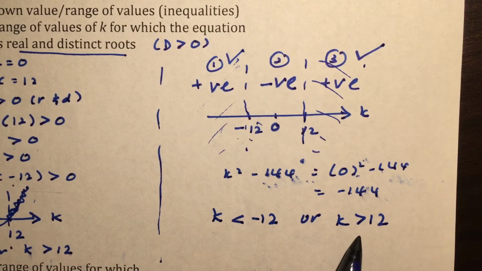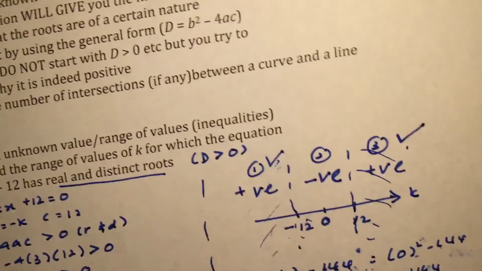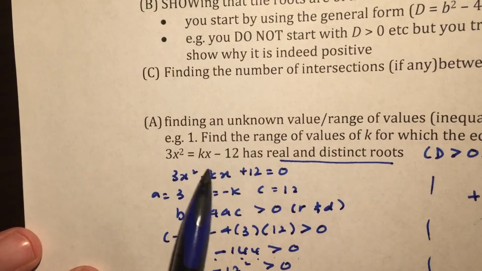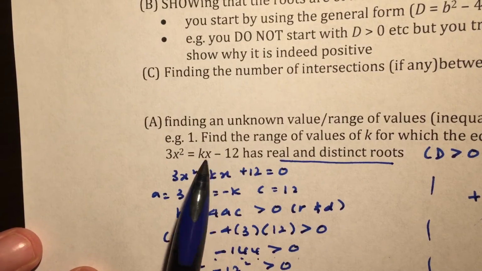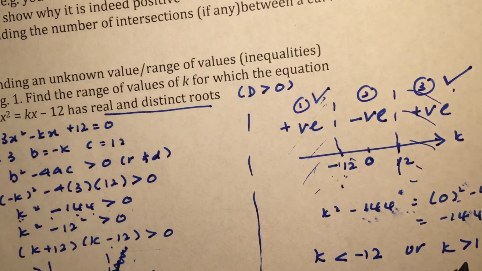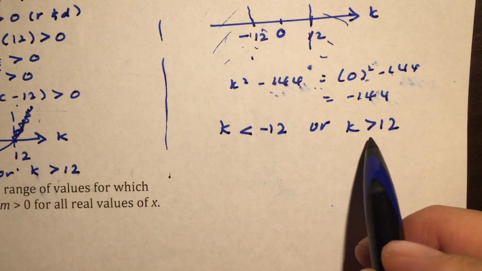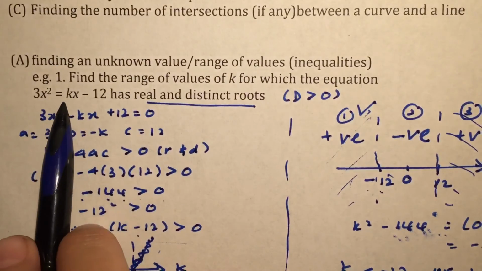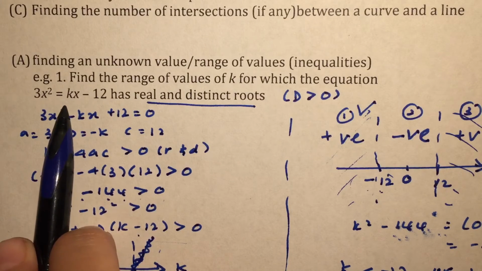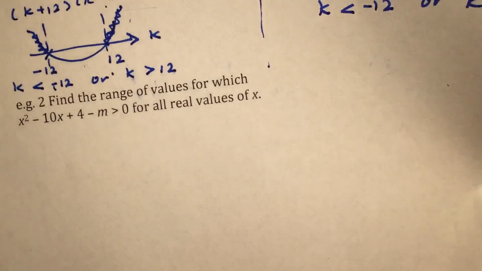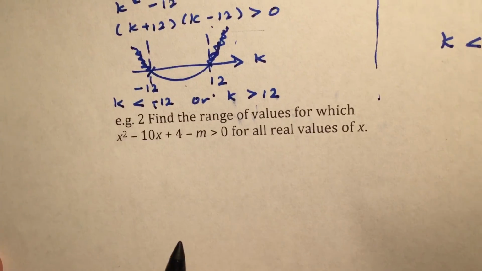Meaning that if I choose k to be 13, since it's greater than 12, and I put it in here and I solve it, I will be able to have two solutions. But if I choose a k that is not any of this, let's just say I choose k to be 10, for instance, so 10 is not greater than 12, and I put it in here, I will find that I actually do not have real and distinct roots. Okay, so let's look at another example.